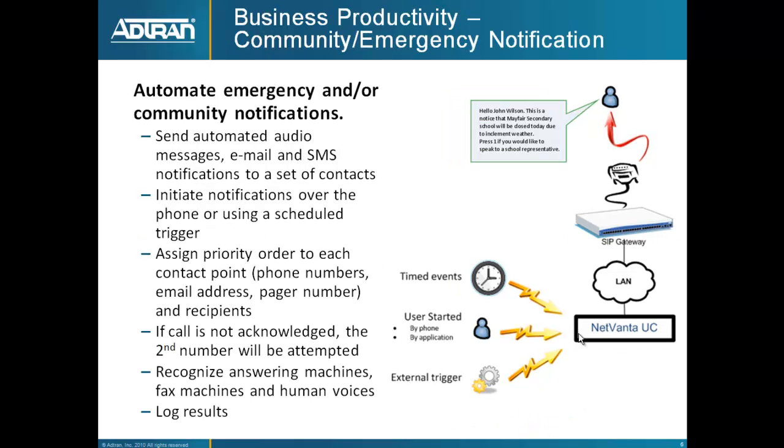The same type of application could be applied to a different context, emergency or community notifications, where a large group of people have to call an even larger set of people to deliver some kind of common message in a very, very fast time frame. NetVanta UC can be implemented to call people, email and SMS notifications, and initiate these notifications either over the phone or using some kind of trigger, whether it's scheduled or some kind of external trigger like an event in the database. You can assign priority order to different contact points, making sure that those most important people are contacted first before the rest so that they can then assist perhaps with that emergency or community notification.